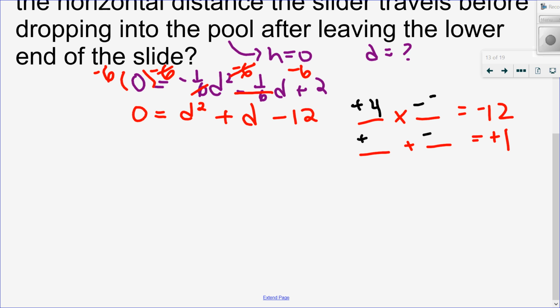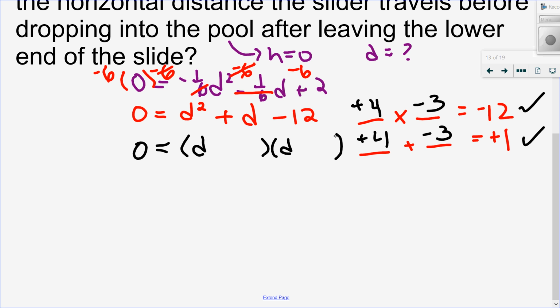So it's going to be 4 and negative 3, 4 and negative 3. But again, always check. Positive 4 times negative 3 is negative 12. Positive 4 plus negative 3 is positive 1. Those are the correct factors. So I put them in here. And the only way to get d squared is d times d, and then put in positive 4, negative 3, or vice versa.